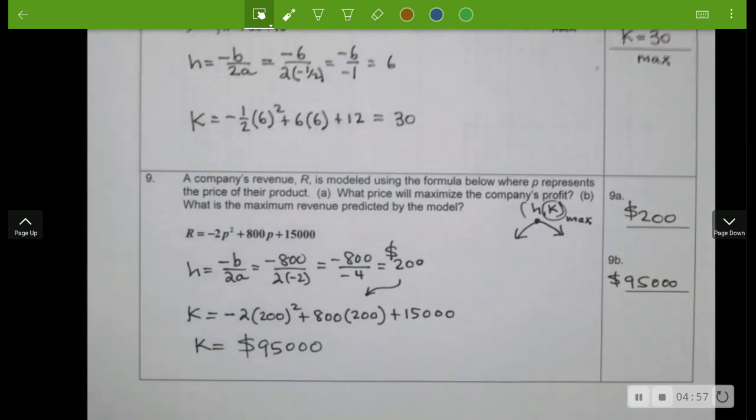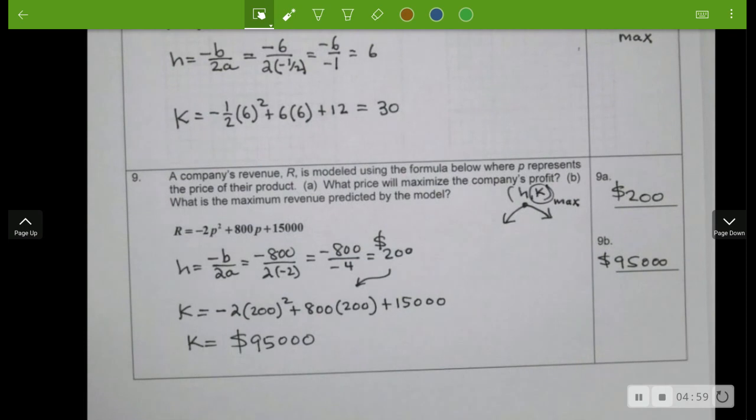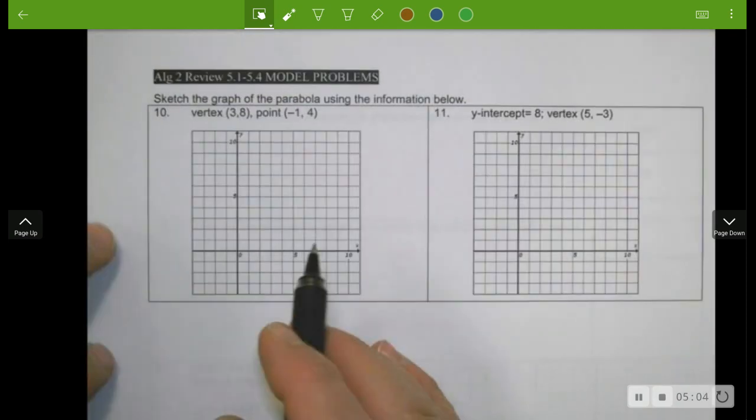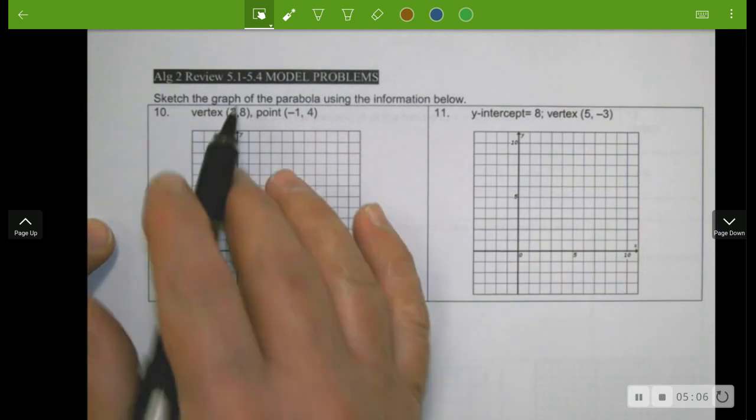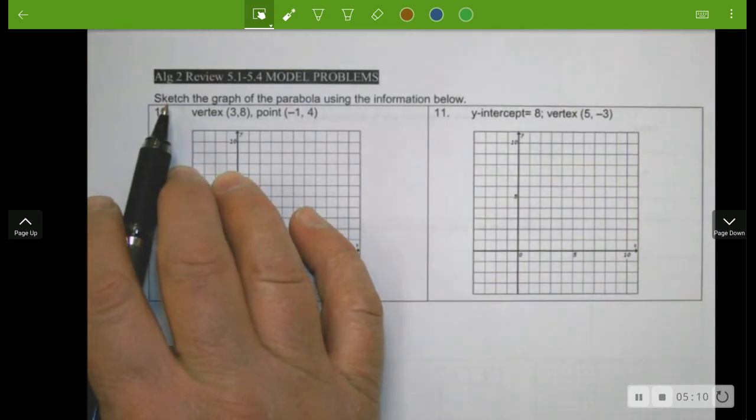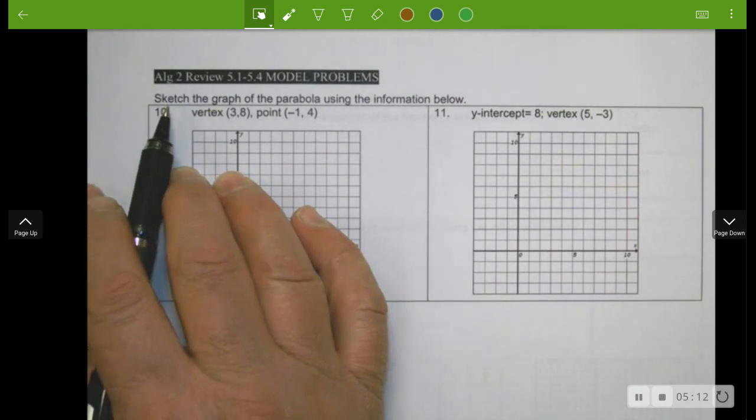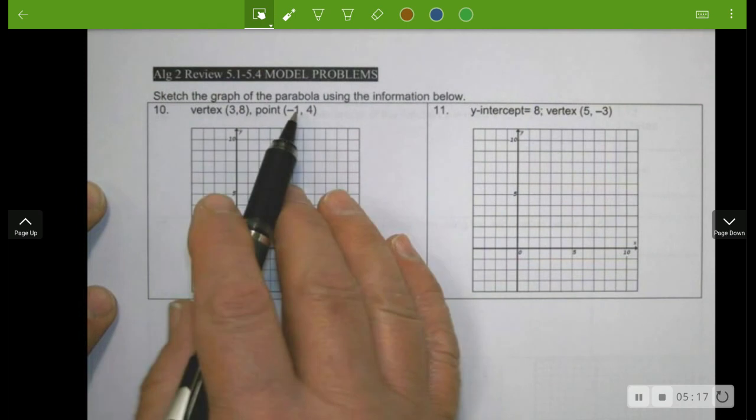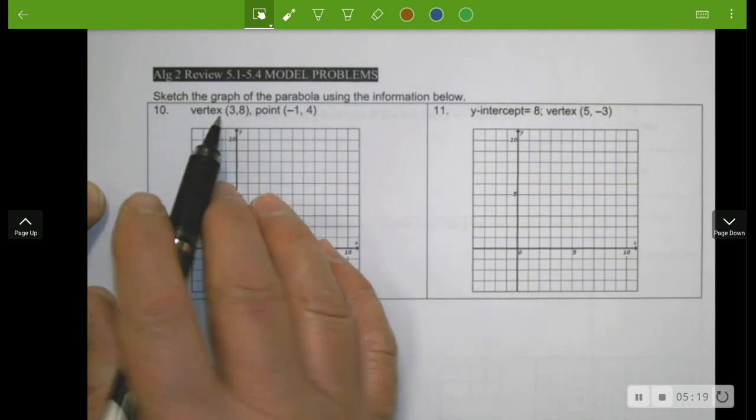Okay, so let's see if we can get a couple more problems done in this video. All right, in this problem, we're supposed to sketch the graph. Now, a sketch is much simpler than what I expect when I ask you to actually graph it. I just want you to make a quick sketch here. And you're going to use the information you're given. So the vertex has to be at 3, 8.